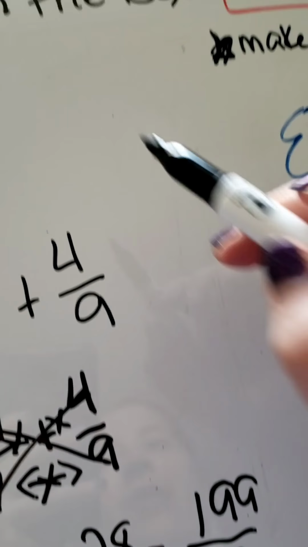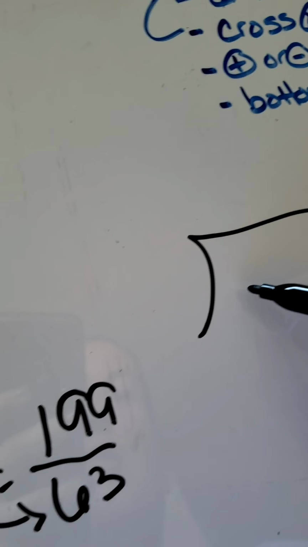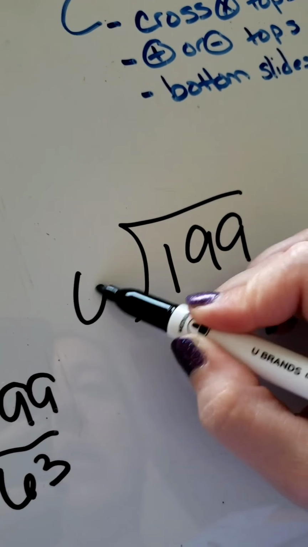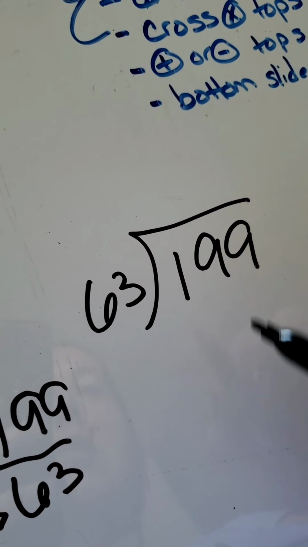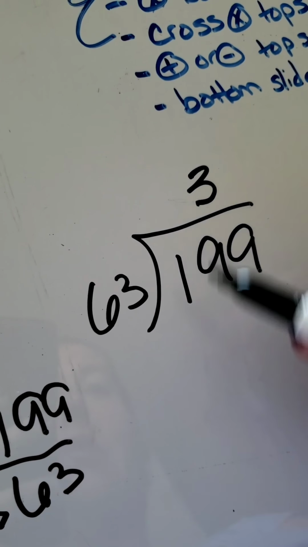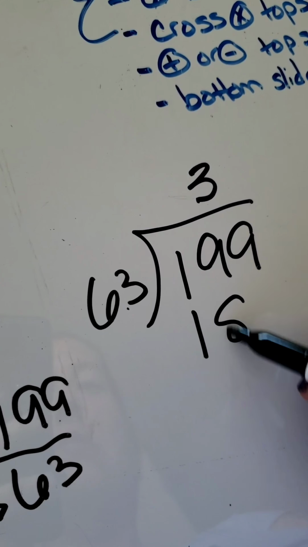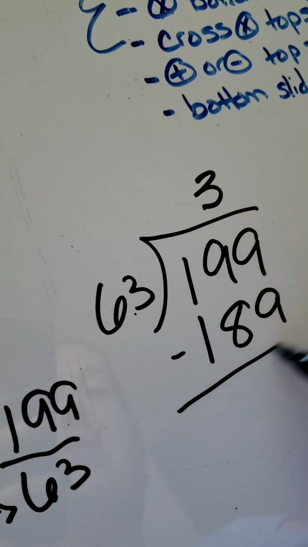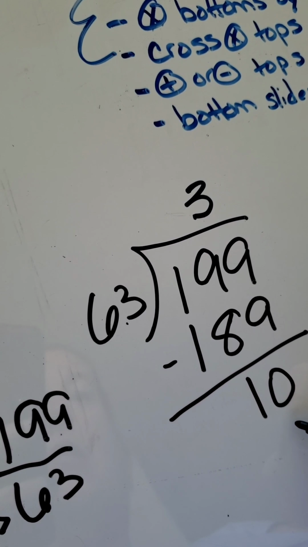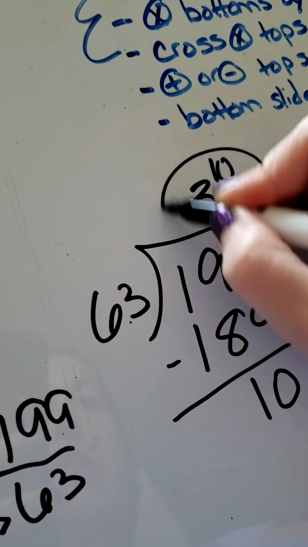Okay, we have an improper fraction, so we have to get it in the box by dividing. 199 will go in the box, 63 outside the box. Can 63 go into 199? Yes. How many times? 3. 3 times 63. Subtract, I get 10. Okay, 10 goes over 63. And that is your final answer.